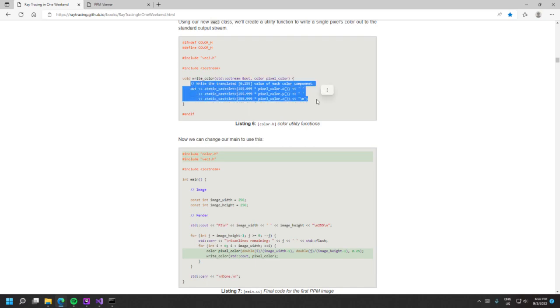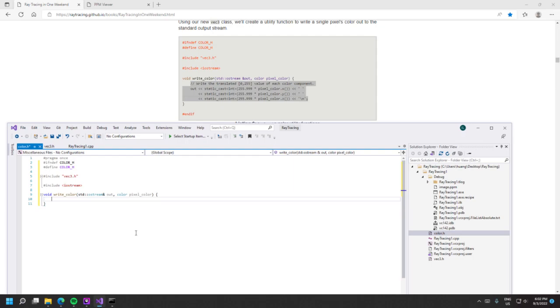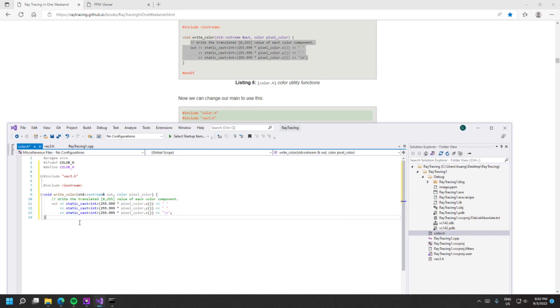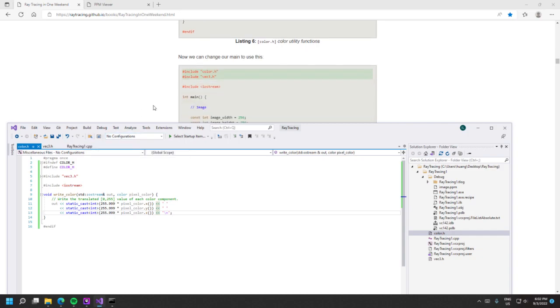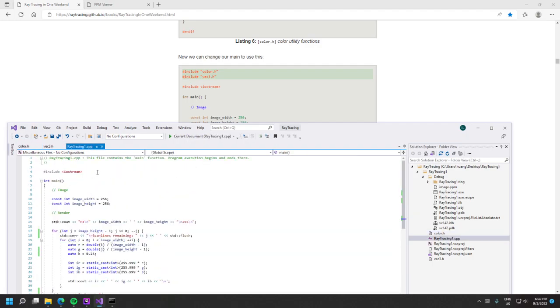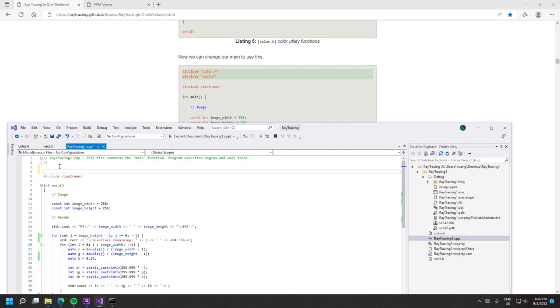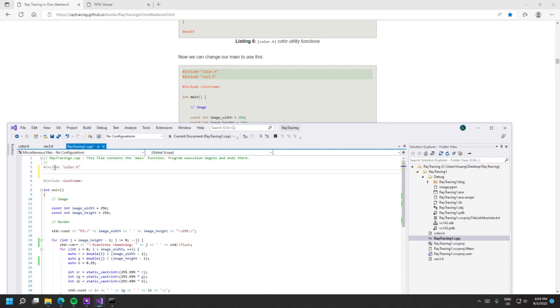This is just a way to translate a value between 0 to 1 to something between 0 and 255. Okay, so I think this is what we want for now. And let's include the two files that we just had. Include color and include vec3.